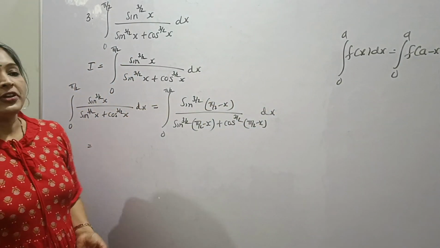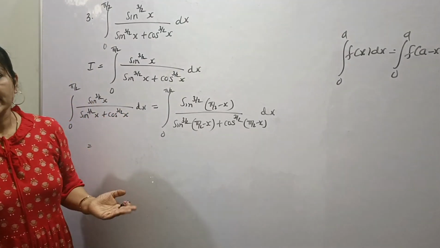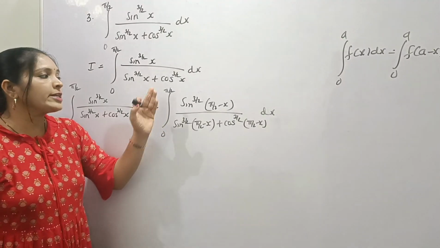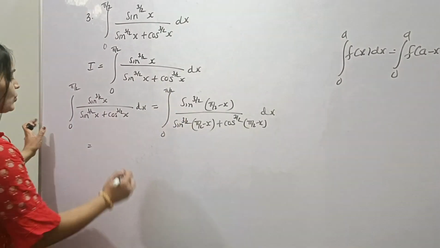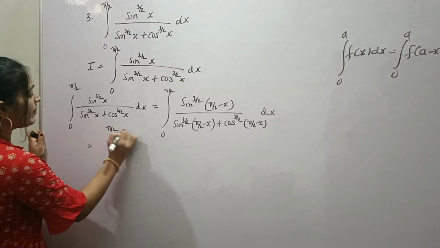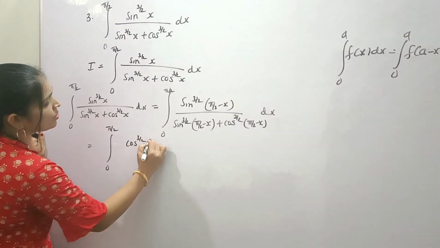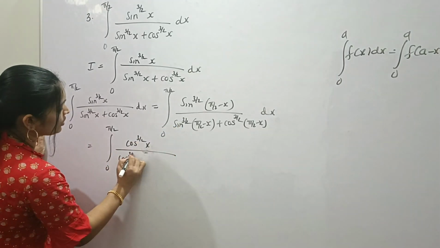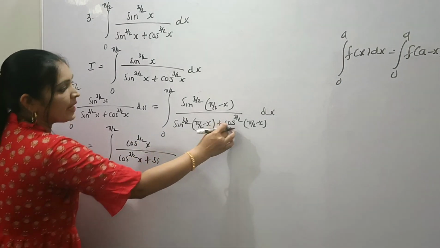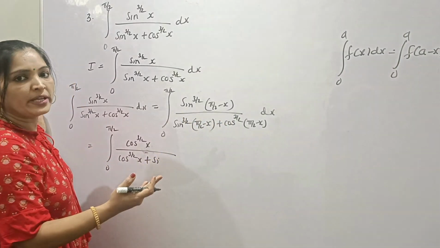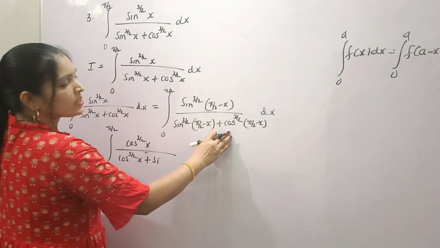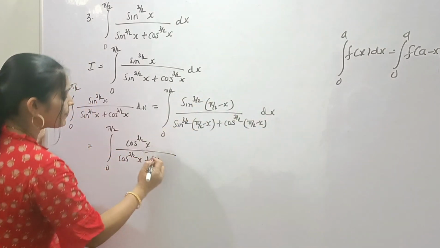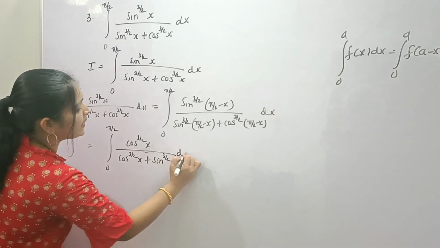Here we know that sine of pi by 2 minus x is cos x. So sine raised to 3 by 2 of pi by 2 minus x is cos raised to 3 by 2 x, right? So here, integral 0 to pi by 2 cos raised to 3 by 2 x, divided by cos raised to 3 by 2 x plus sine. Cos of pi by 2 minus x is sin x, right? So cos raised to 3 by 2 of pi by 2 minus x is sine raised to 3 by 2 x dx.